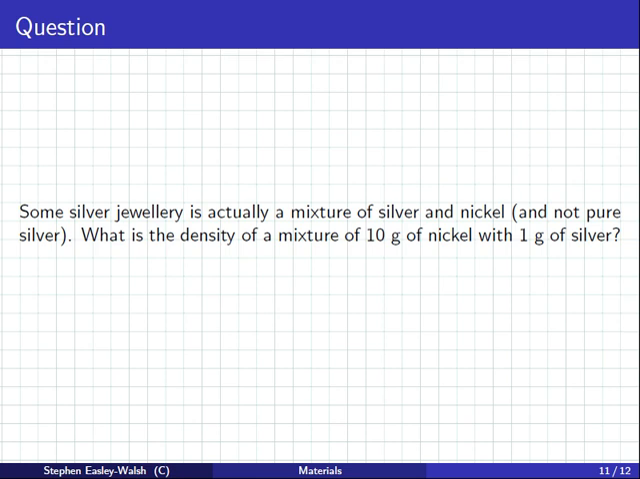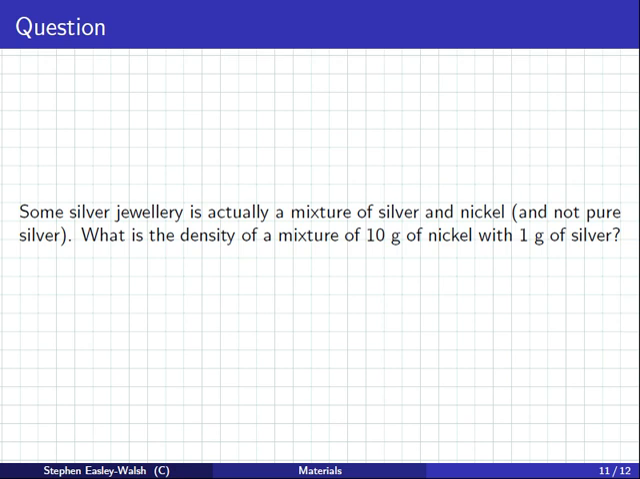What you have, now you'll have to use the table I gave you earlier. What you have is this. Some silver jewellery is actually a mixture of silver and nickel, and not pure silver. What is the density of a mixture of 10 grams of nickel and 1 gram of silver?